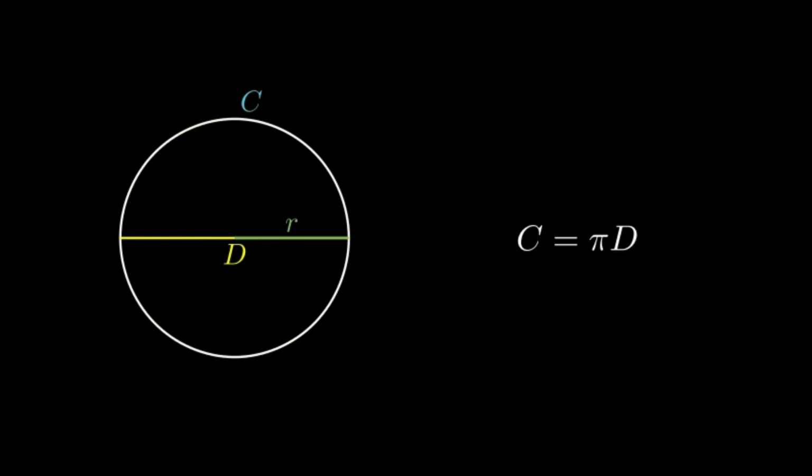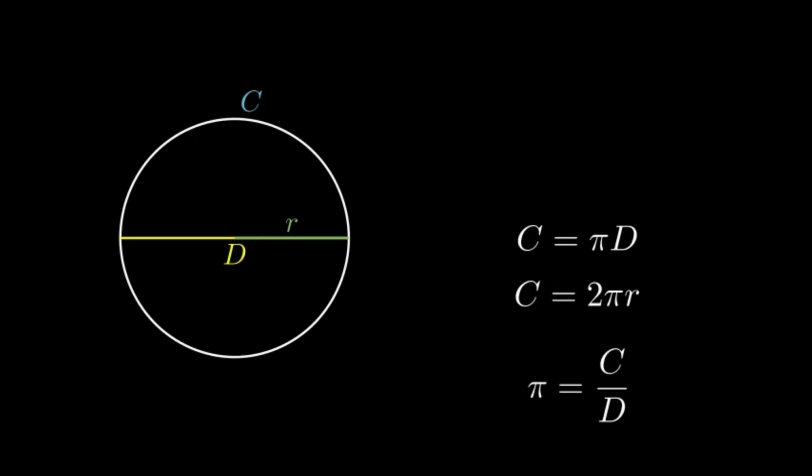We express this relationship as c equals pi times d, where pi is that special constant. Since the diameter equals 2 times the radius, we can rewrite our circumference formula as c equals 2 pi r. This form is often more useful in calculations and is the version you'll see most frequently in mathematics. We can rearrange our original formula to isolate pi, giving us pi equals c divided by d.